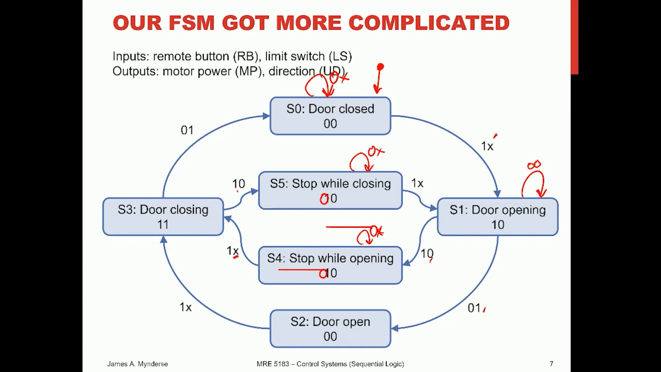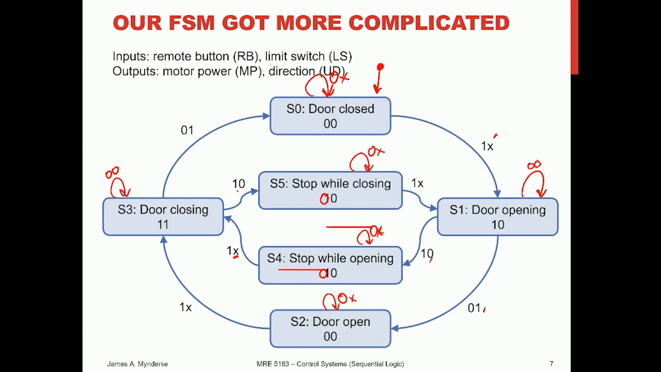And let's go ahead and, for completeness, put these in: if we're in the door closing state and we don't see the remote and we don't see the limit switch, we continue closing. And if we're in the all-the-way-open case, we're going to hang out until the button is pressed. So that's a 0x.